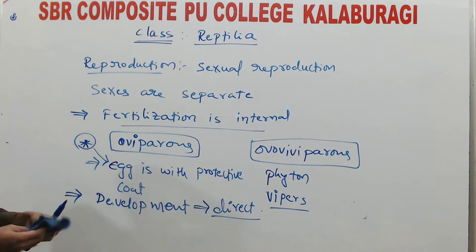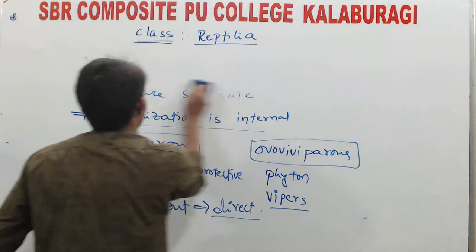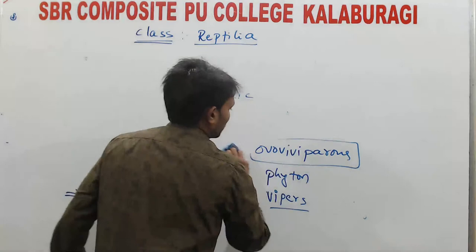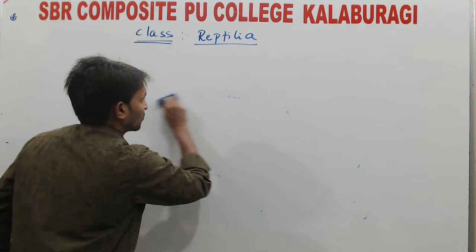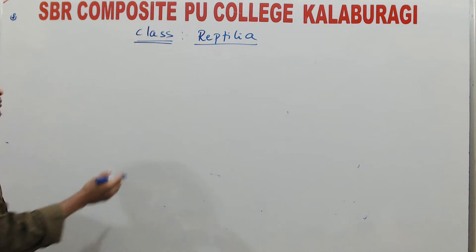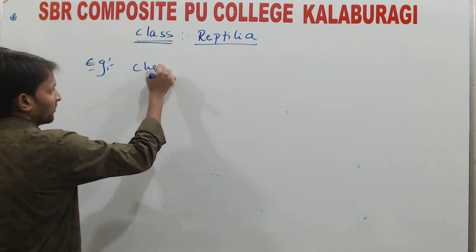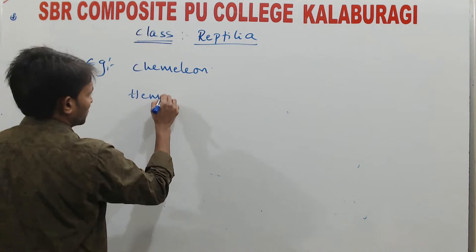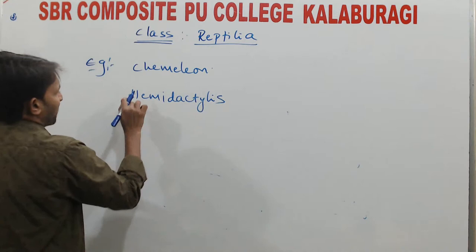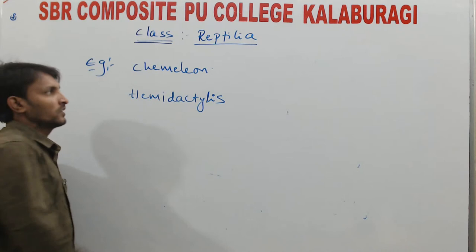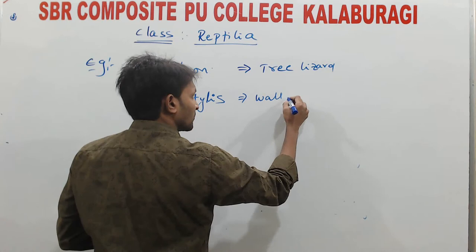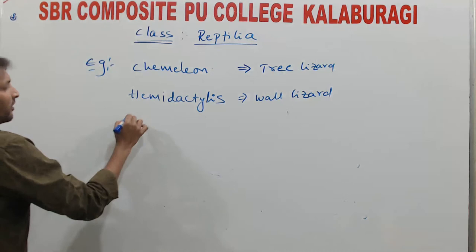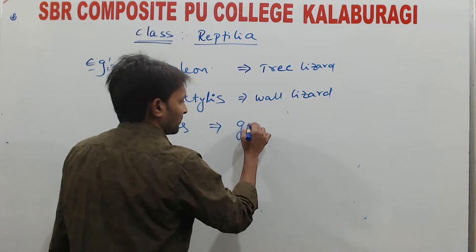Next, examples. There are a lot of examples. Chameleon particularly, tree lizard, which can change colors. Turtles, tortoise, hemidactylus, snakes. There are a lot of examples for the class Reptilia. A few important ones: chameleon, hemidactylus. Hemidactylus is the wall lizard, chameleon is the tree lizard. And next, Calotes, the garden lizard.